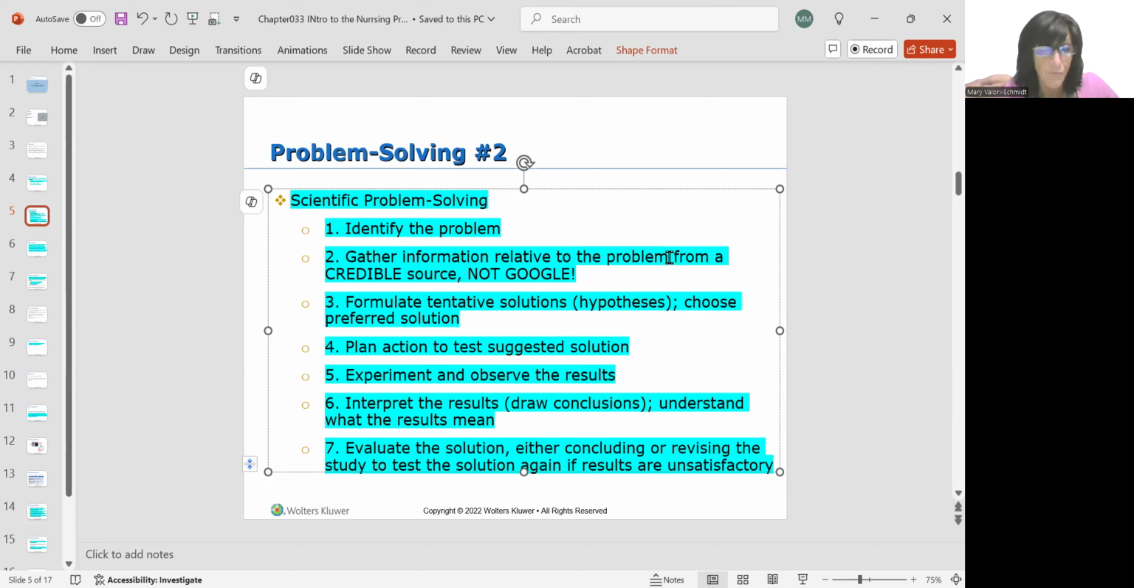Well, then when we've gathered information, the next thing we do is we try to figure out tentative solutions, potential solutions, which are called hypotheses. And then we figure out which one is the best one. We choose a solution. Then we make a plan to implement that solution. We look at the results, draw conclusions, see what it means, and then we evaluate. Did it work? Right? Or do we have to start from scratch and do it again because the results aren't what we were hoping they would be? Okay. That's the way we solve problems scientifically.